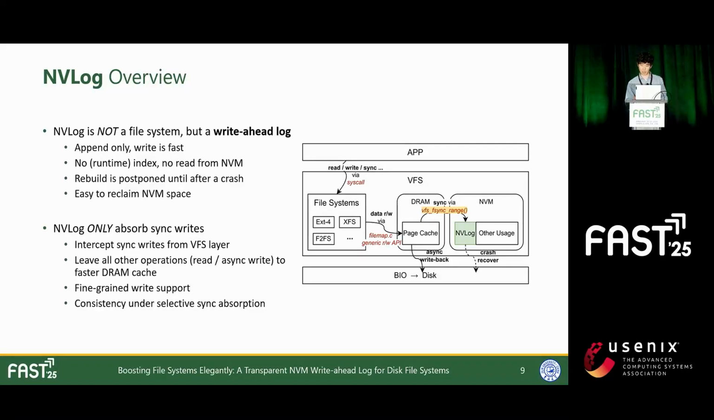Unlike a database write-ahead log, NVLog does not record all data to be written to disk, as that would slow down the performance. Instead, NVLog only records the data affected by synchronous operations in order to bypass the slow disk I/O. So we intercept the sync writes at the VFS layer through vfs_sync_range, leaving all other operations to be handled by the faster DRAM cache. And at the same time, we provide fine-grained data persistence and address the consistency issues caused by interleaving of NVM and disk writes.